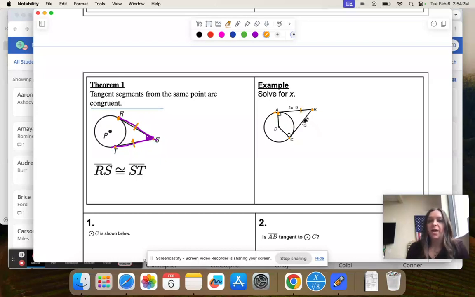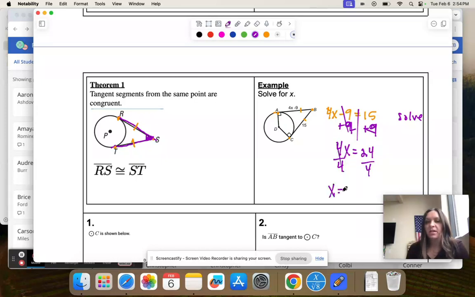So that means 4x minus 9 is congruent to 15. We're going to say equal to 15. So we put an equal sign between them and then we solve. I'm going to add 9 on both sides. So 4x equals 15 plus 9, which is 24. Divide both sides by 4. X equals 6. There we go.